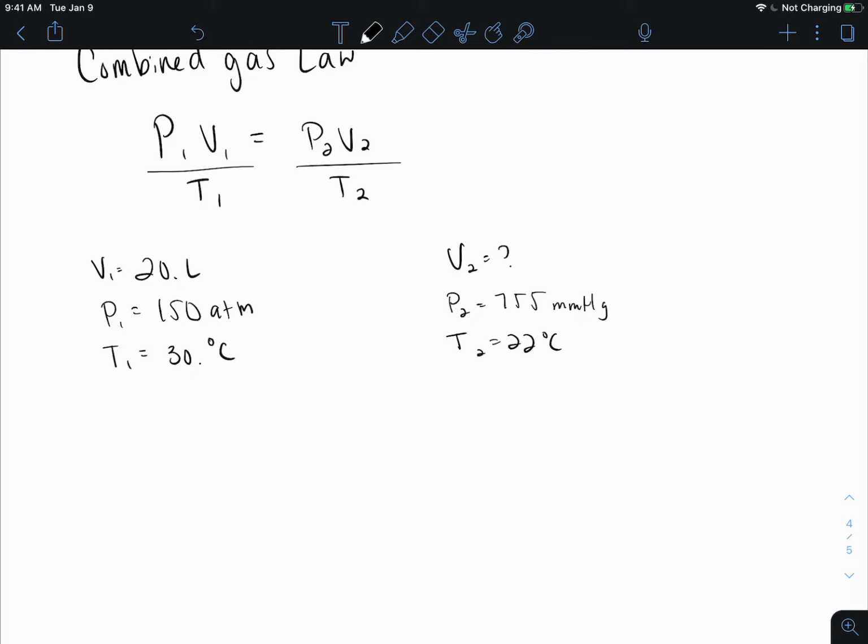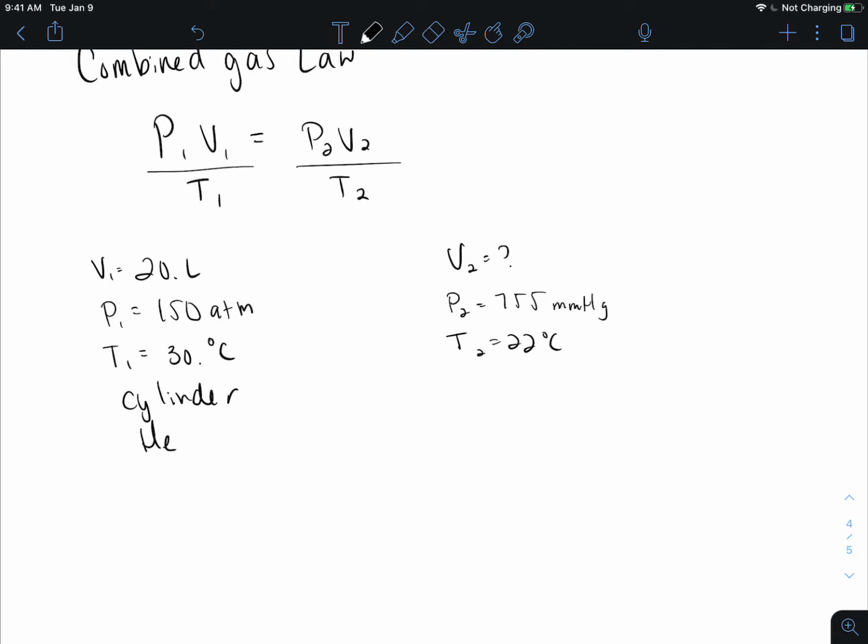So basically we're asking, if we've got a cylinder that contains 20 liters of a gas at 150 atmospheres of pressure and 30 degrees Celsius, and we use that to fill up balloons, so this would be a helium cylinder, how much will that gas expand to once we take it out of that cylinder and allow it to expand, bringing it to roughly atmospheric pressure and roughly room temperature?